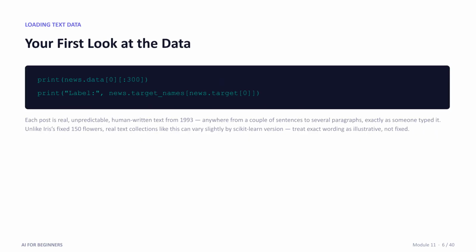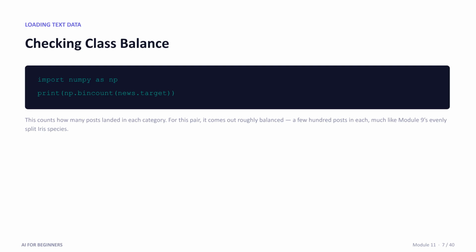Here is a first look at the data. Each entry is real, human-written text. It is important to remember that this data can vary slightly depending on your version of scikit-learn, so consider these examples as illustrative. Next, we check the class balance. By using np.bincount on our target labels, we can confirm the number of posts in each category, which in this case is roughly balanced.